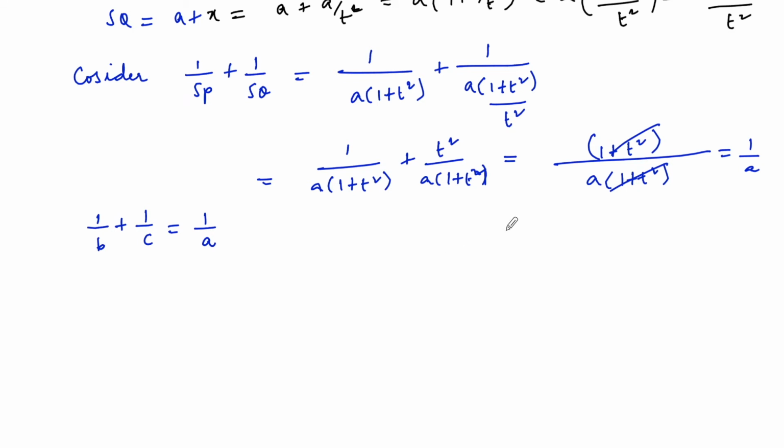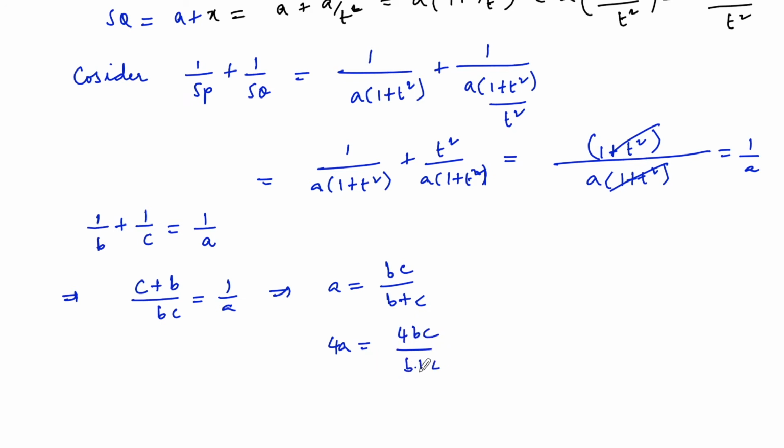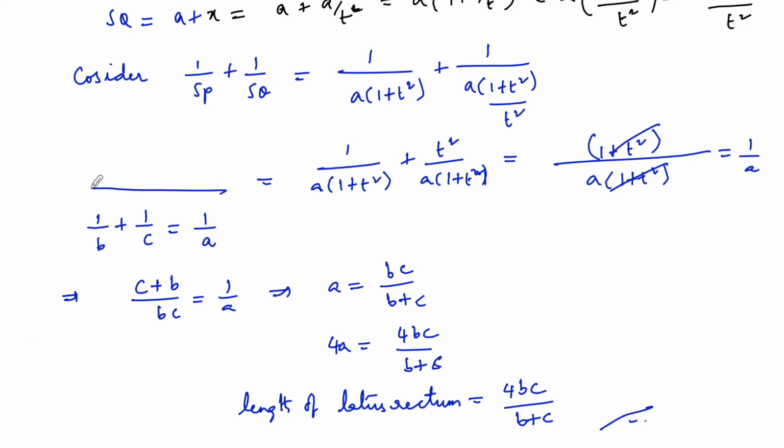Since we know that the length of latus rectum is 4A, we can simplify here. So we can write C plus B upon BC is equal to 1 upon A, or A is equal to BC upon B plus C, or 4 times A is equal to 4BC upon B plus C. So 4 times A is nothing but the length of latus rectum. Therefore, the length of latus rectum is equal to 4 times BC upon B plus C. So 4BC by B plus C is the answer. You can just remember a property here, 1 upon B plus 1 upon C is equal to 1 upon A, so that we can solve the problem easily.